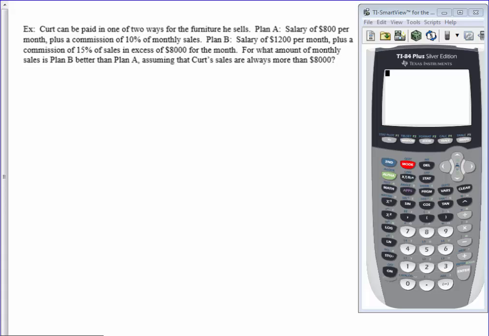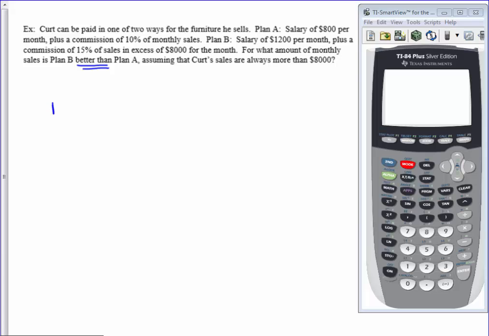For what amount of the monthly sales is Plan B better than Plan A, assuming that Kurt's sales are always going to be more than $8,000? So in this problem, the thing that makes it an inequality is the way that the final statement is worded. It says, for what amount of monthly sales is Plan B better than Plan A? Not where are they equal, but where is Plan B better than Plan A?